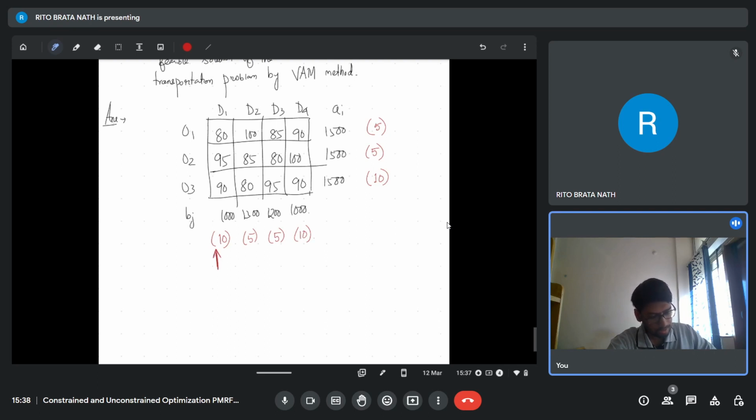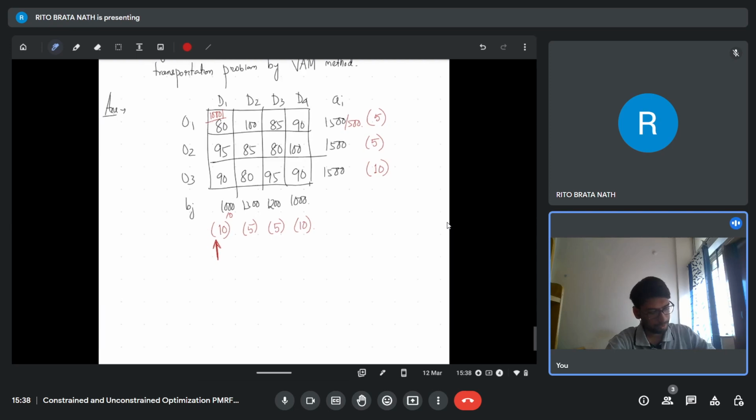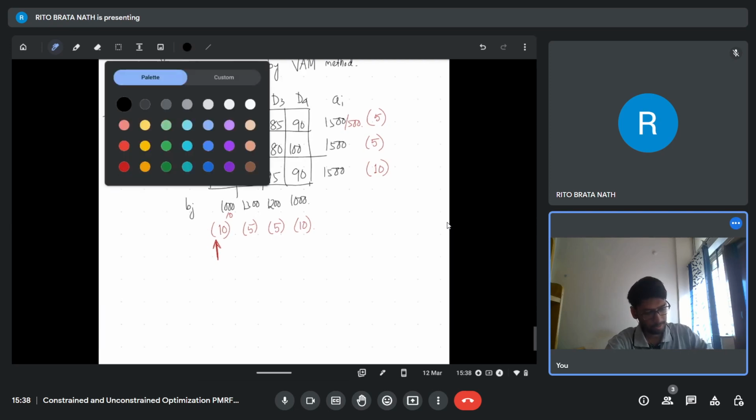So that's why I told that this tie breaking thing might play a role and you get a different solution, but that's fine. And out of this column, whichever is having the least cost, which is 80, you see how much you can allocate there. So you can allocate 1000 here. So this becomes 0, this becomes 500, right? And you will delete that column and you will repeat this process again. So let me do that.